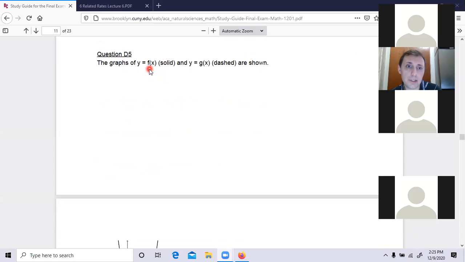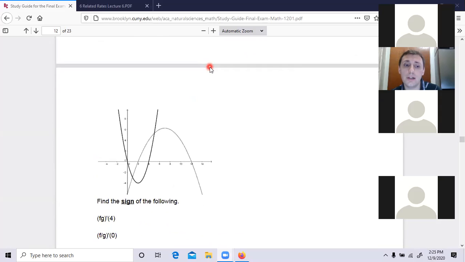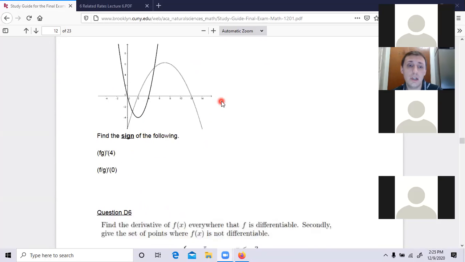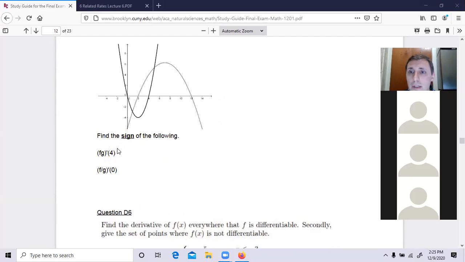So you have graphs, f of x is solid and g of x dashed are shown. Here are the graphs, okay? So this is f, the parabola upwards, the smile is f, and the frown is g. Now your goal is to find the derivative of the product at 4. Can you do that? The sign, not the derivative. You have to only tell me if it's positive or negative, this derivative. You understand? In other words, if the slope is pointing up or down.